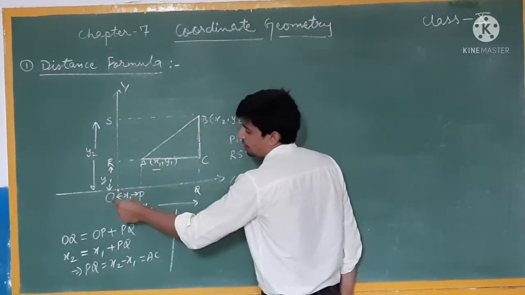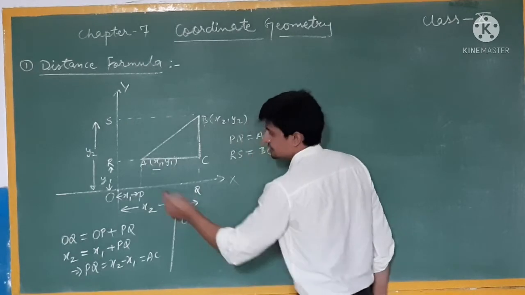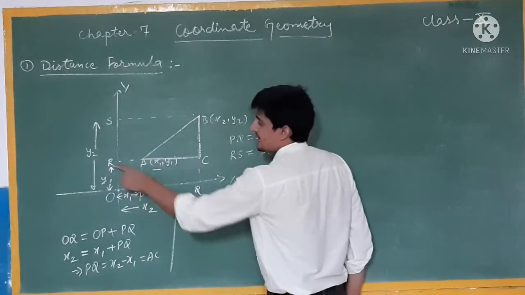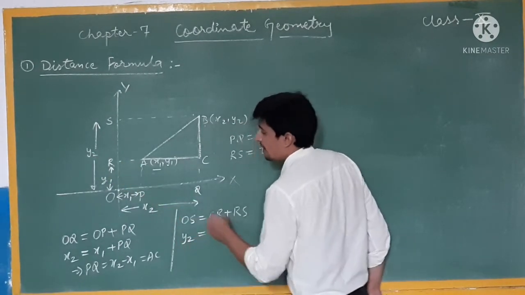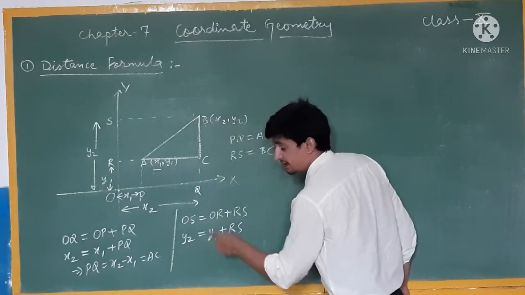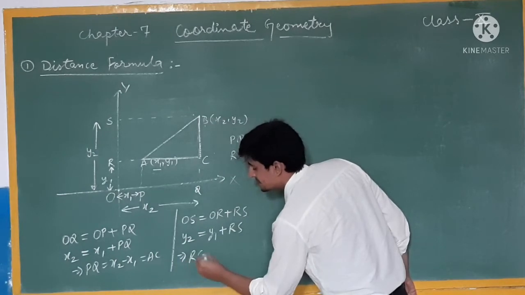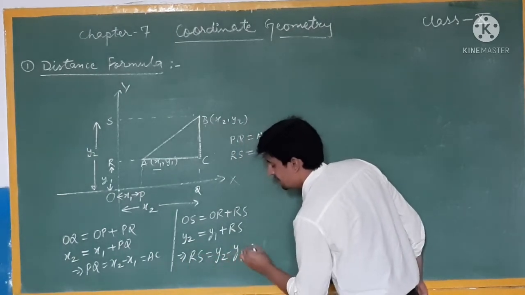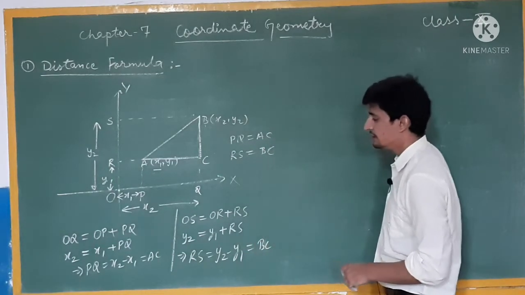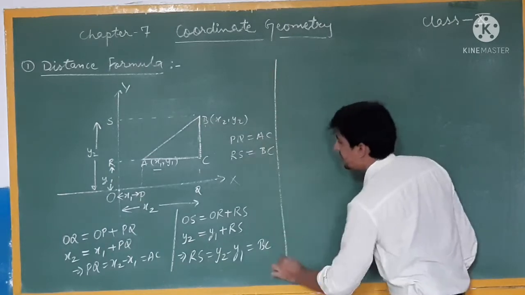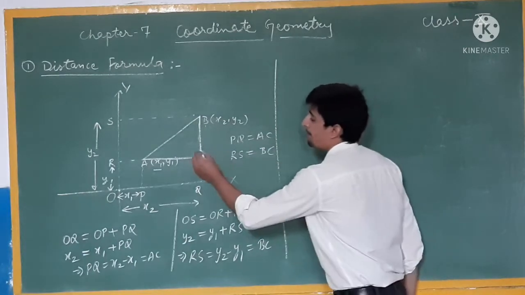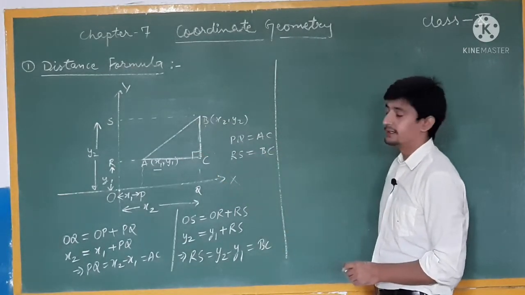For this I have OS is equal to OR plus RS, and OS I have y2 and OR I have y1 plus RS. Taking y1 to the left hand side, we can say RS is equal to y2 minus y1. And RS is equal to BC. Understood? Now what will we find? I have to find the distance AB. So what will I use? I will use Pythagoras theorem in this triangle ABC.